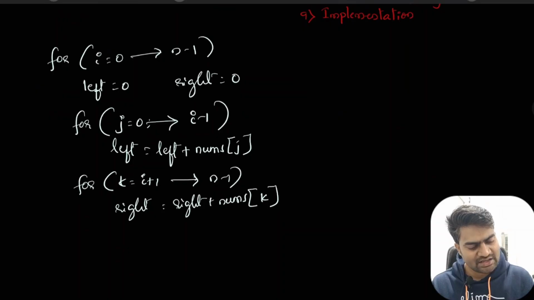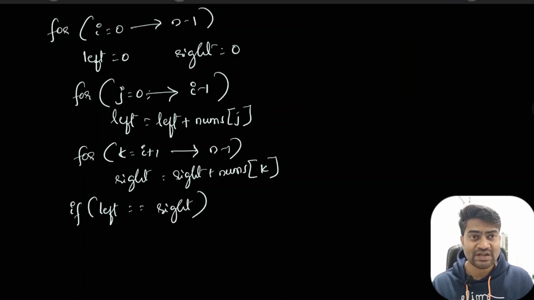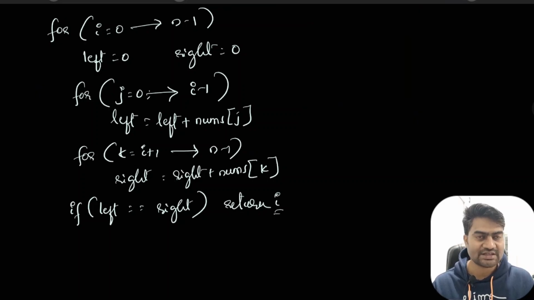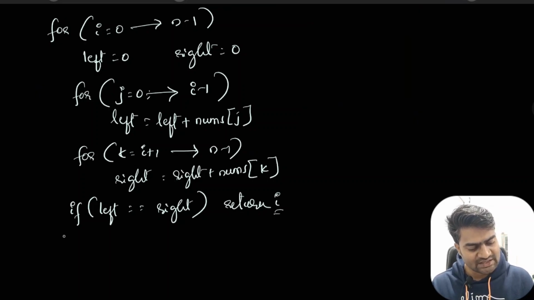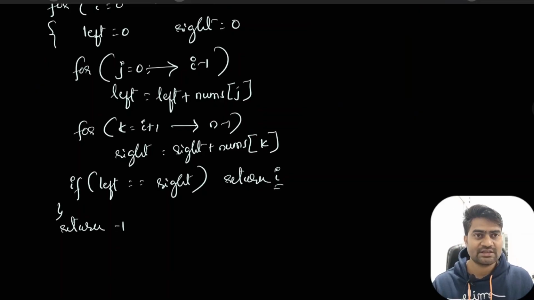Okay. Then finally, after the end of the second for loop, I will check if my left value is equivalent to my right value, then I found my pivot index. So I will simply return my index i. Okay. So this is how we need to do. If that is not the case, at the end of the for loop, we will have to simply return -1. This is when we don't find any pivot index.